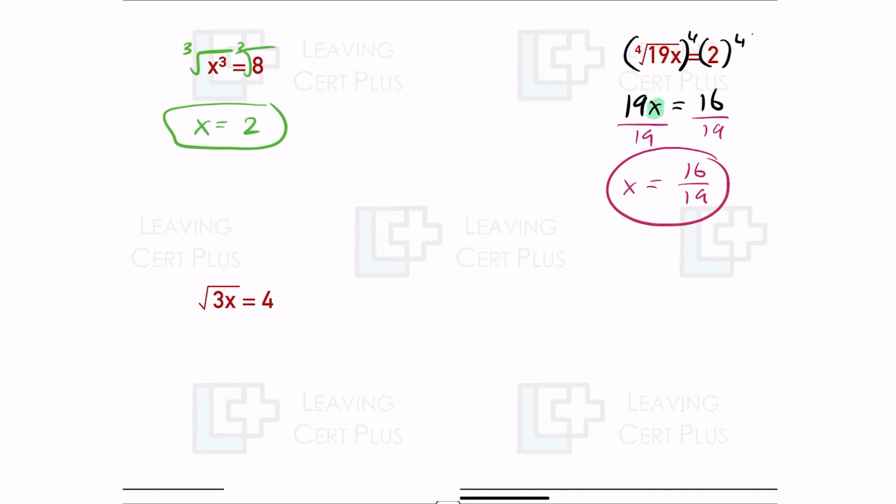So I can't access the 3x until I get rid of this root. So I'm going to square both sides to start off with. That's going to leave me with 3x is equal to 4 squared, which is 16. Now I have to divide across by 3 because we have 3 being multiplied by what I want by itself. So let's undo that multiplication with division. We've got x is equal to 16 over 3 as my answer.